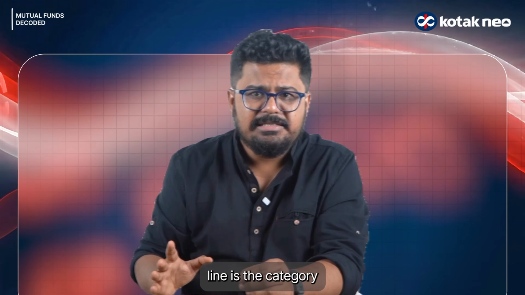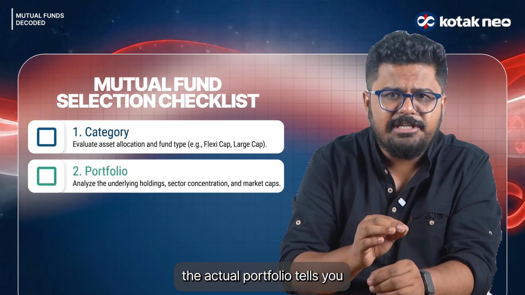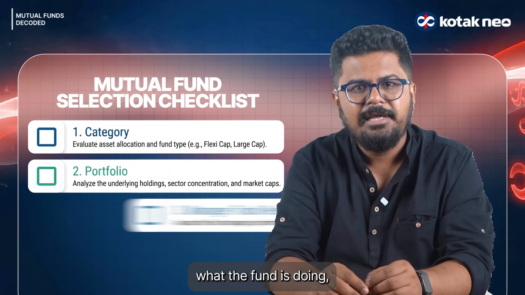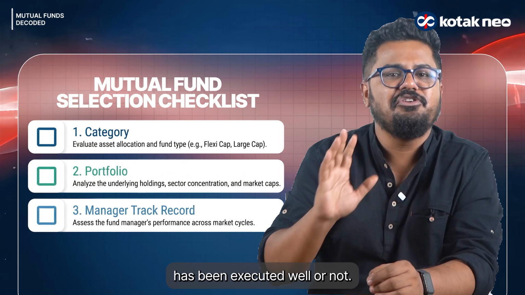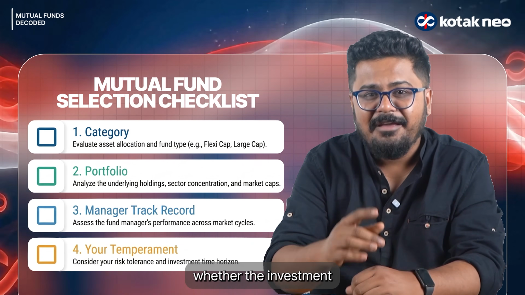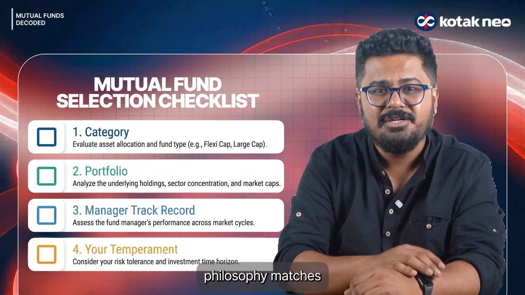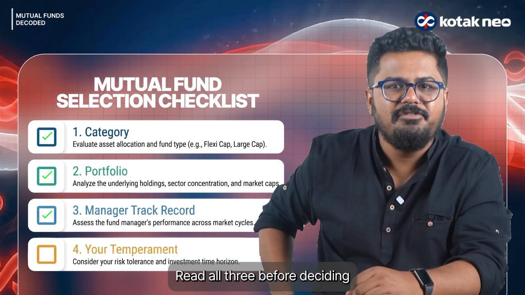The bottom line is the category name tells you the mandate. The actual portfolio tells you what the fund is doing. And the manager track record tells you whether the strategy has been executed well or not. And last but not the least, your own temperament tells you whether the investment philosophy matches who you actually are as an investor. Read all 3 before deciding.